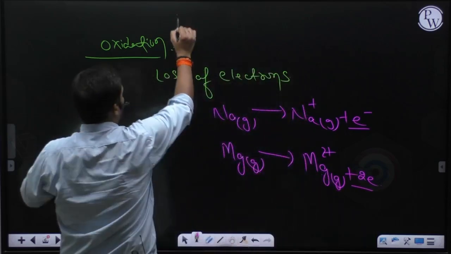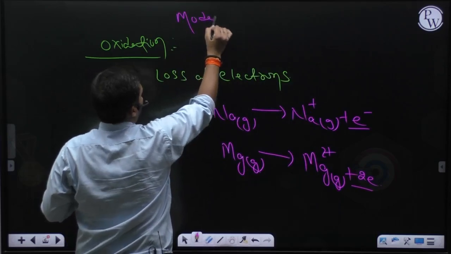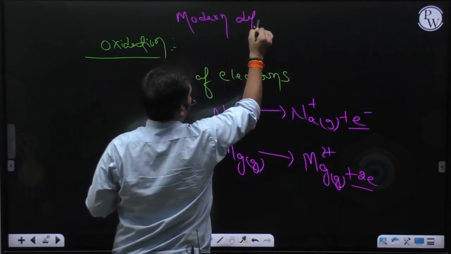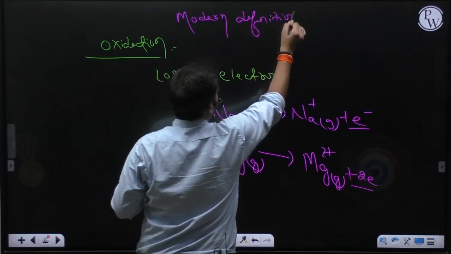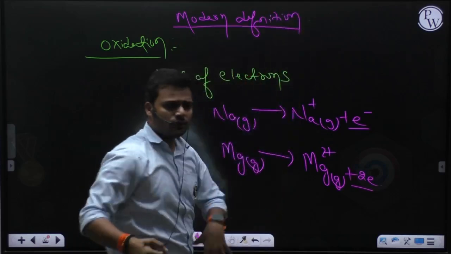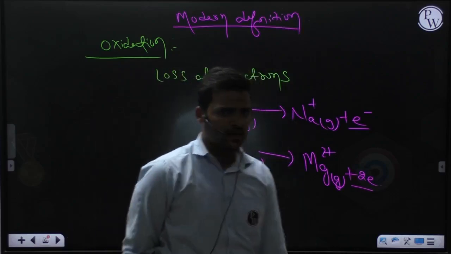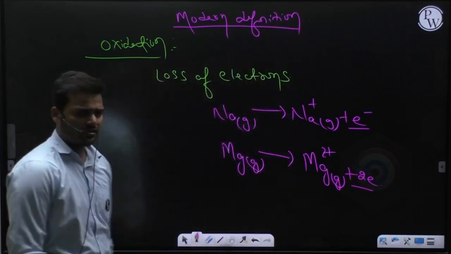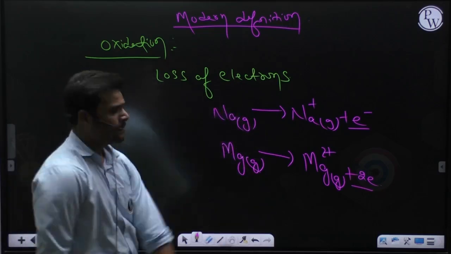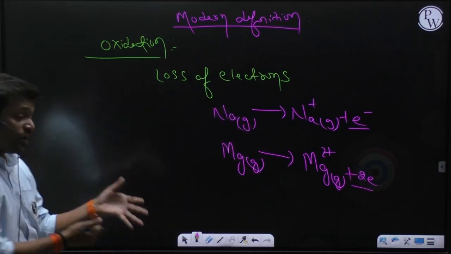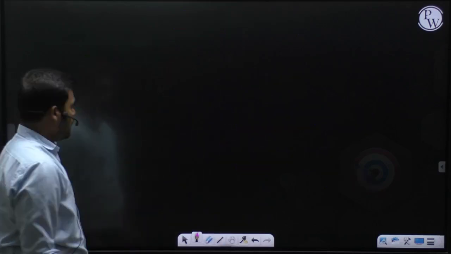And this was the modern definition. Here I am talking about the modern definition of oxidation, right? So according to the modern definition of oxidation, loss of electron is what we call oxidation, right? Similarly, what is reduction?